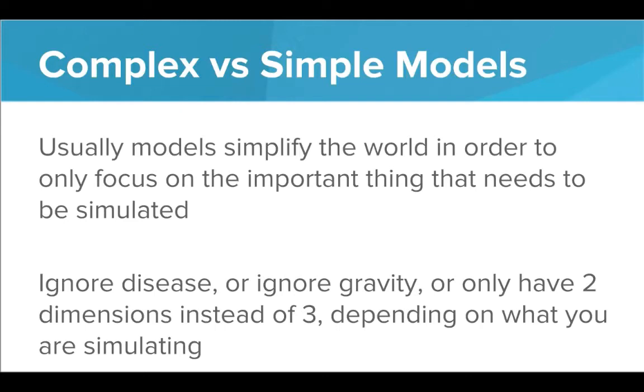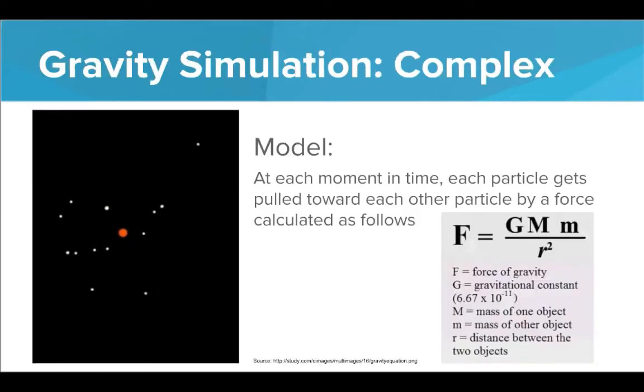And we see this a lot of times when we're developing programs. The intended purpose of the program will affect how we develop it, how complicated we make it versus how simple we make it. So let's look at one more example of a complex versus simple simulation. Let's take gravity, for example. In that first example we showed, the gravity simulator, this is a pretty complex model of gravity.